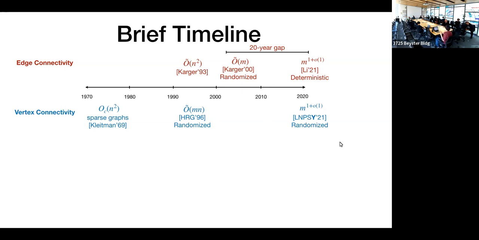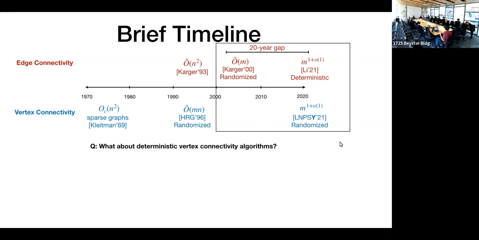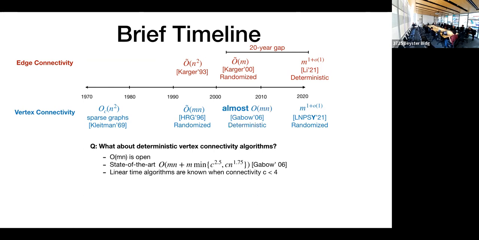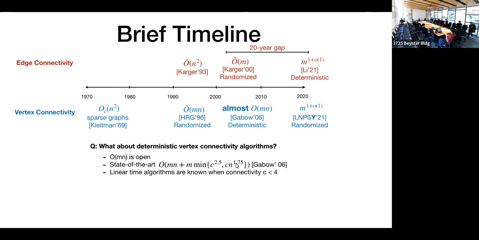So here's the situation. In edge connectivity, the deterministic complexity is completely known, and it is almost linear now. What about vertex connectivity? Not so much. In fact, the bound m times n is still open for vertex connectivity deterministically. The state of the art is due to Gabow with a slightly more complicated running time, but the upshot is that it's almost mn. It's really close to mn now. And c here is the connectivity.